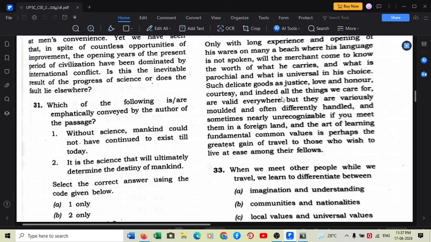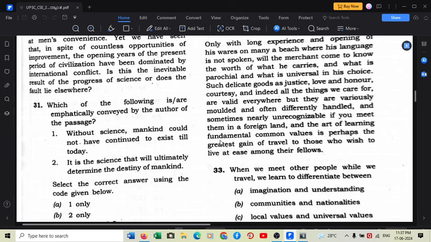a foreign land. Okay, and the art of learning fundamental common values is perhaps the greatest gain of travel to those who wish to live at ease among their fellows. So what is the important phrase here, which we should focus on? Fundamental common values. Okay, so basically A is ruled out, imagination and understanding.